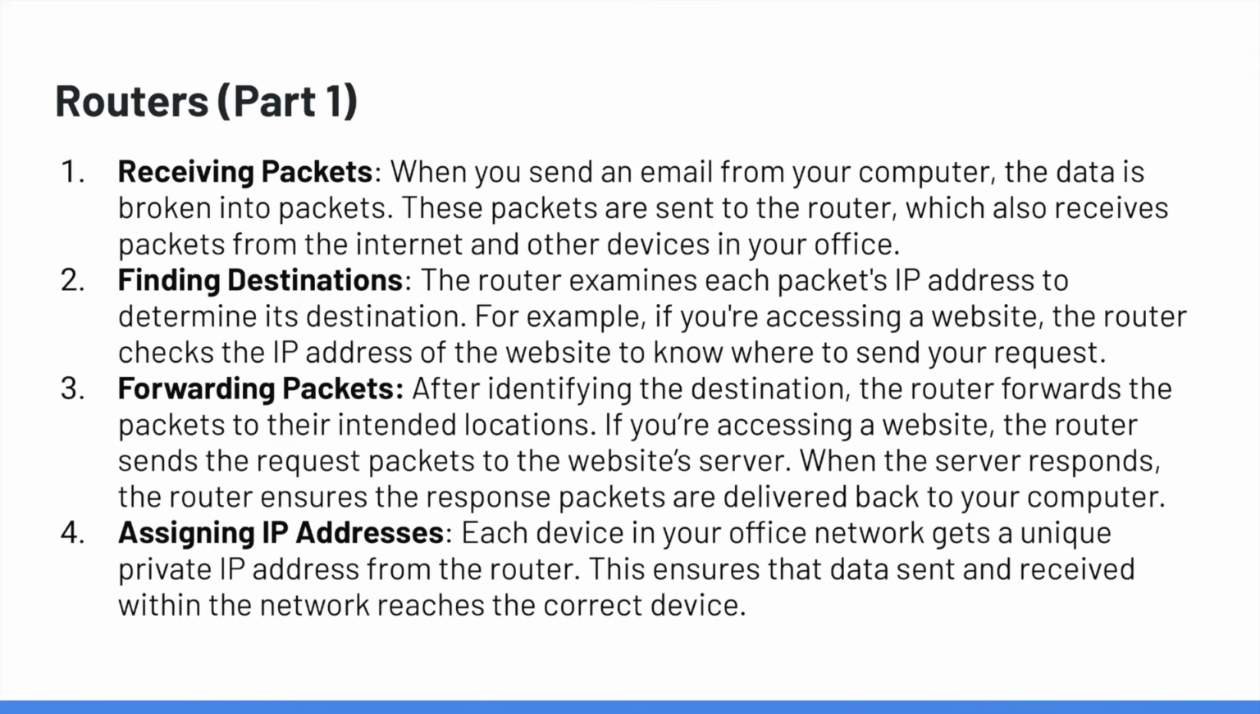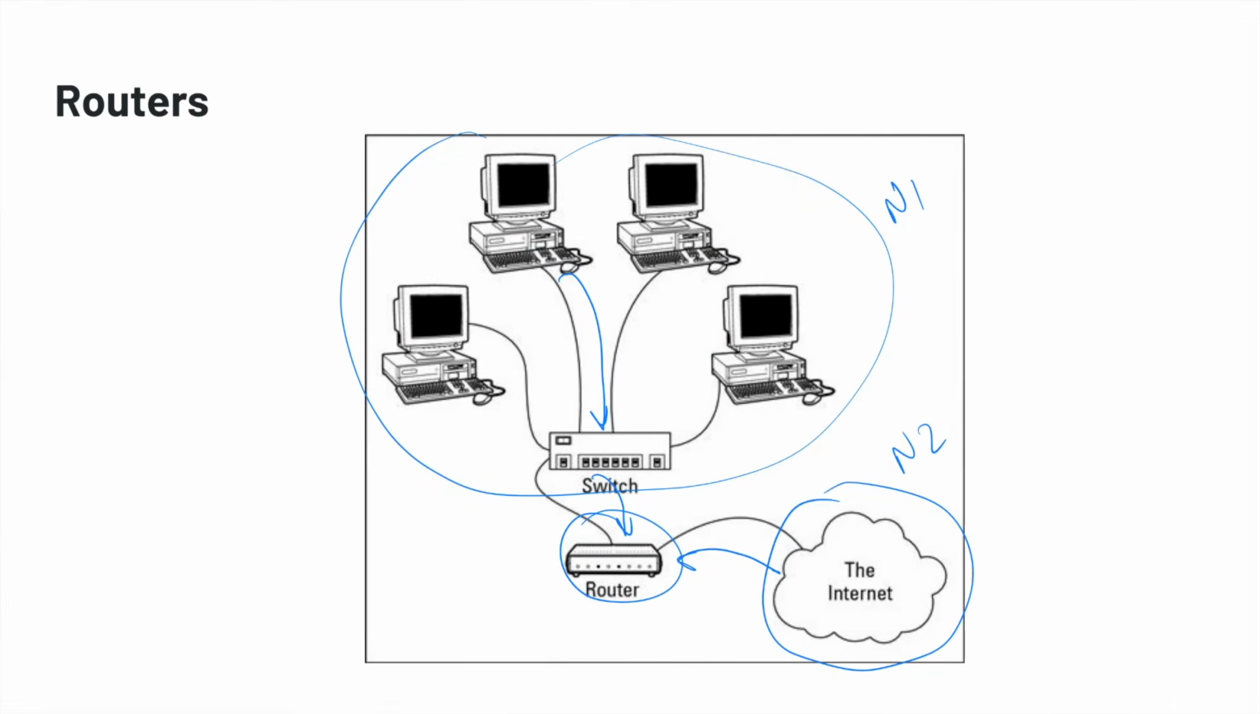So what I wanted to do in order to illustrate how a router works is follow some data through a network and through a router to illustrate the different roles that a router plays. So when you send an email from your computer, that data is broken up into packets. We talked about data packets earlier, and these packets are sent to the router, which also receives packets from the internet and other devices in your office. So as we saw before in our previous example, the router is acting as both a traffic controller and intermediary between those two networks.